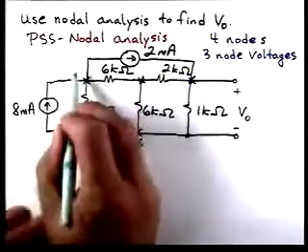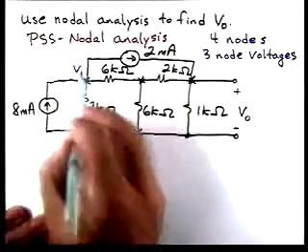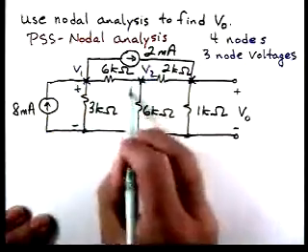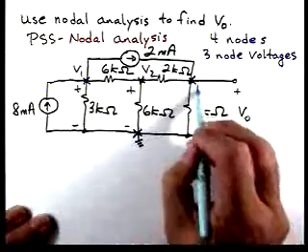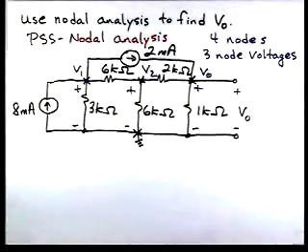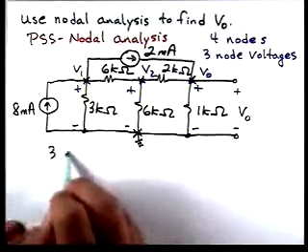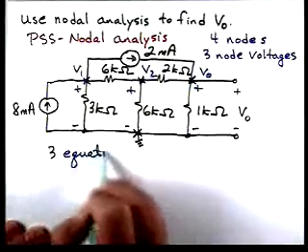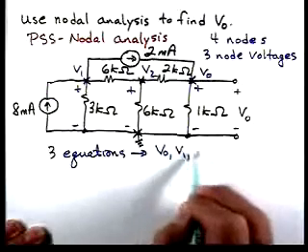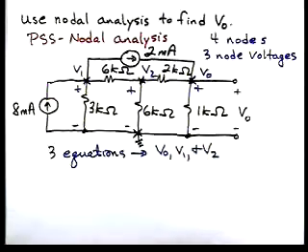And I'm going to assign them as follows. I'm going to call this one V1. This one I'm going to call V2. And this one we'll call V0. Okay, so we have 3 unknown node voltages. That means we're going to need to write 3 equations to be able to solve for V0, V1, and V2.